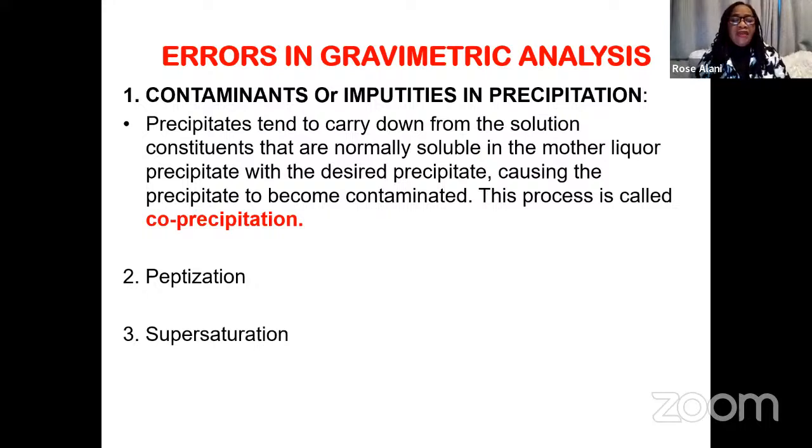Then we also have peptidization and we have supersaturation. So we will look at the precipitation errors, the contaminants and impurities in precipitation first before we look at the other two, peptidization and supersaturation.